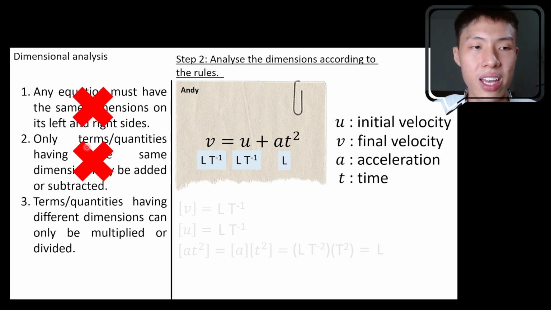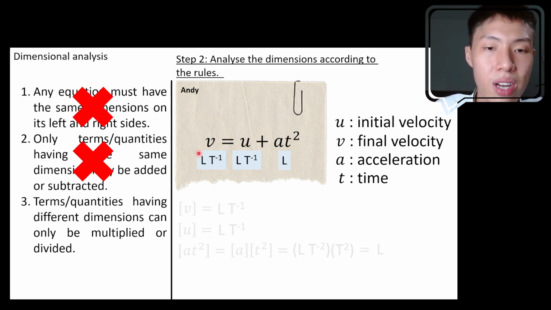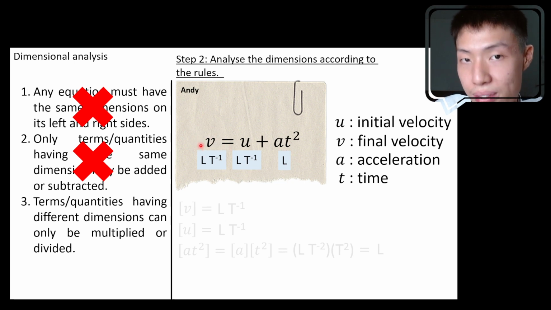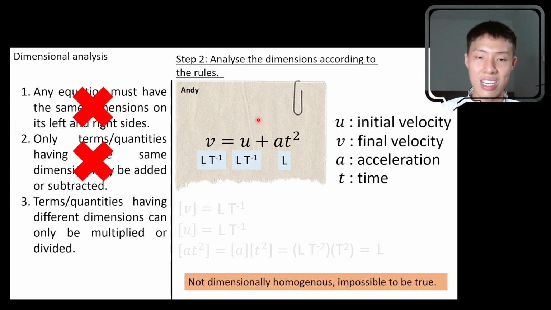And because of that, you can't really follow number 1. Because if you can't add up these two things of different dimension, you can't have the same dimension for the left hand side and the right hand side. So in this case, you know that Andy's equation is not dimensionally homogeneous.